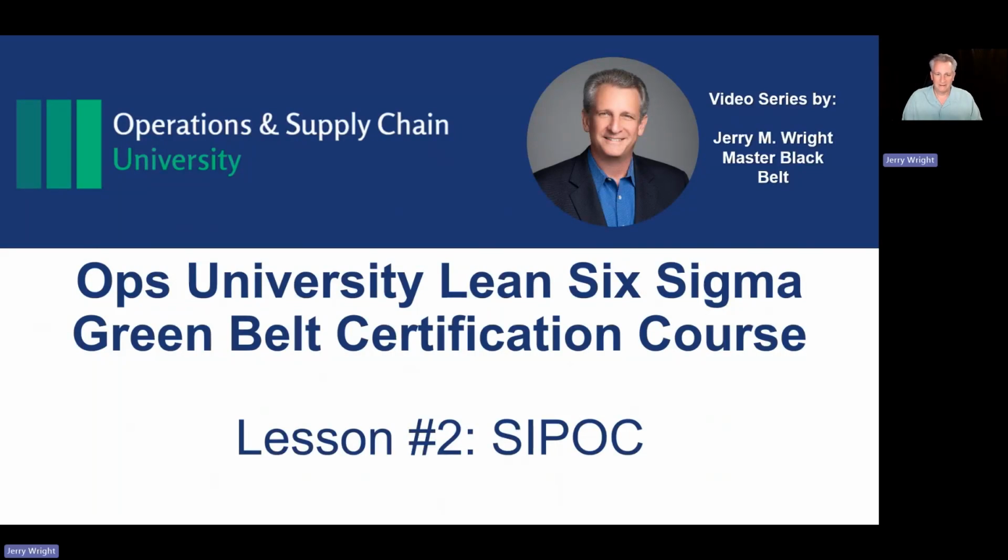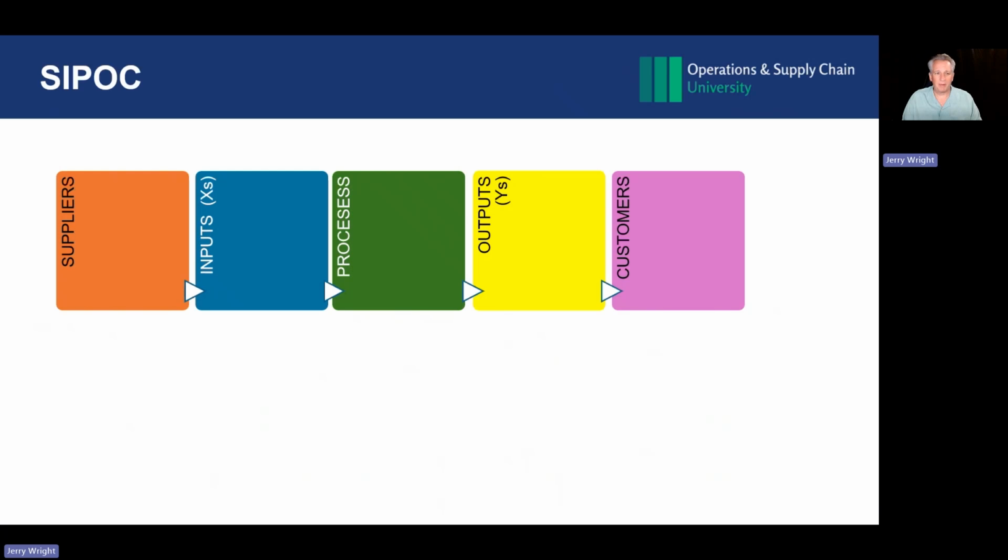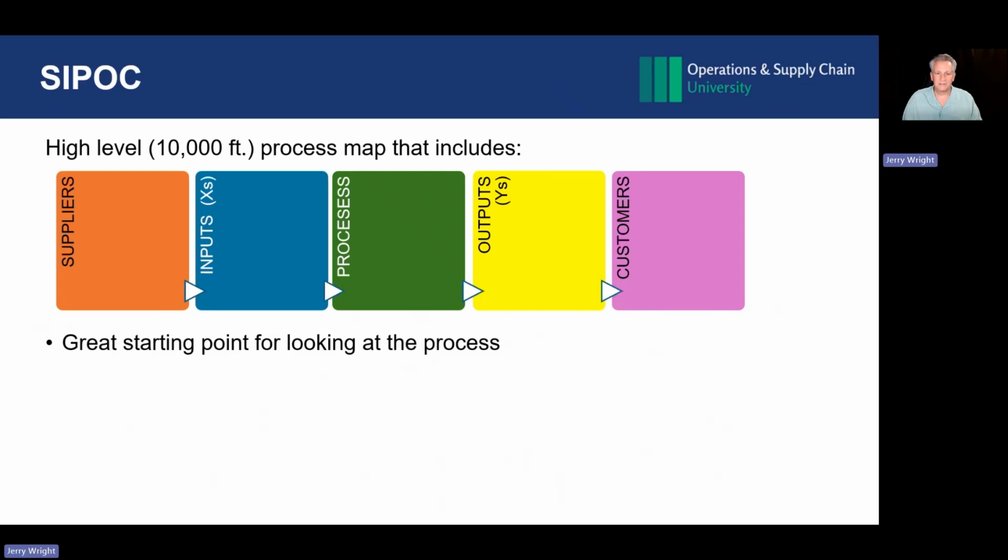I'm Jerry Wright. This is Ops University Lean Six Sigma Green Belt Certification course, lesson number 2, SIPOC. So SIPOC is suppliers, inputs, processes, outputs, and then customers. It's a high level, like 10,000 foot process map. It's a great starting point for looking at the process.